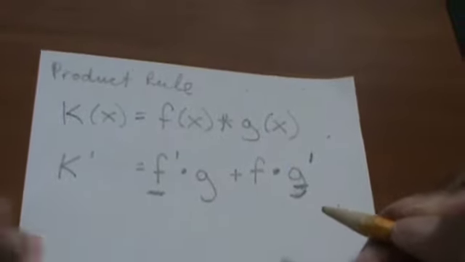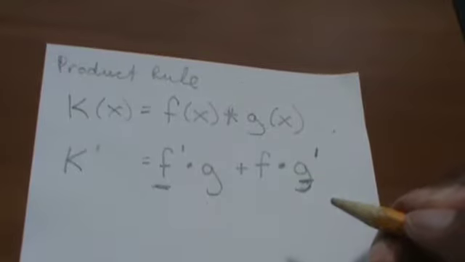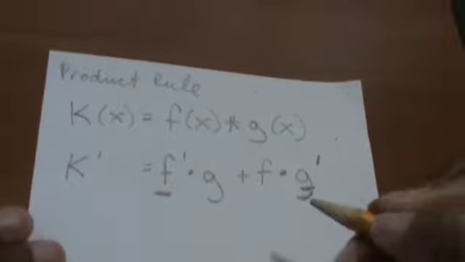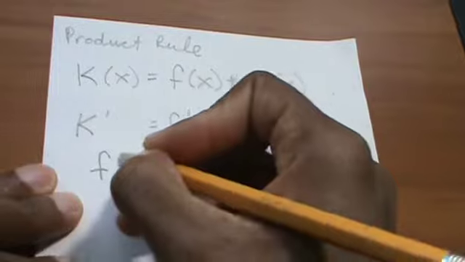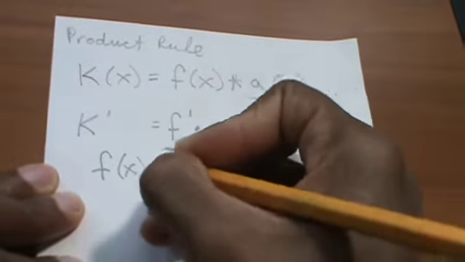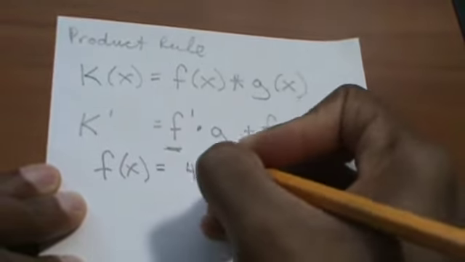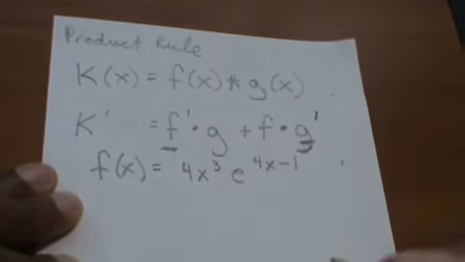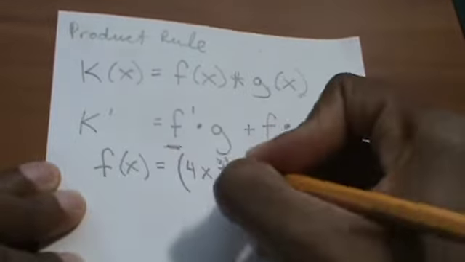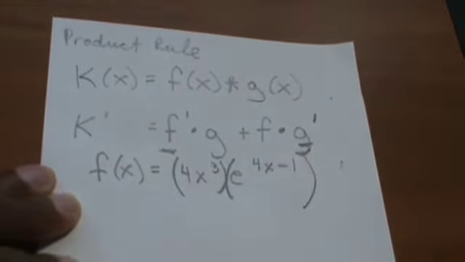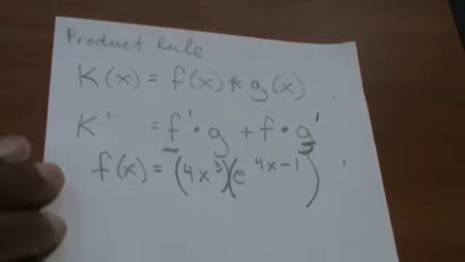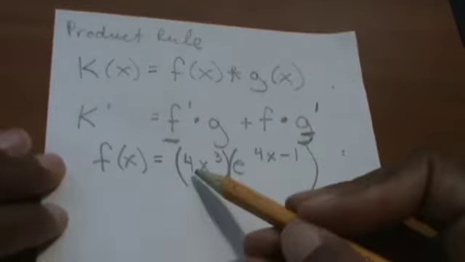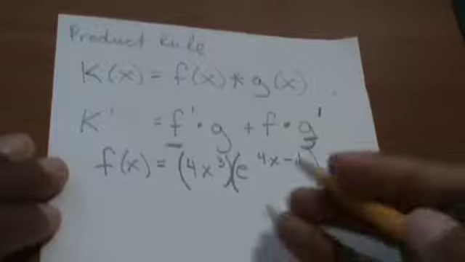So I'm going to take a look at your homework, and this is going to be on page 3 of your homework assignment. And it reads as such. You guys have that f of x is equal to 4x cubed e to the 4x minus 1. Okay, so you can put parentheses here and you should be able to see that you have two functions that are being multiplied by each other. 4x cubed times e to the 4x minus 1.